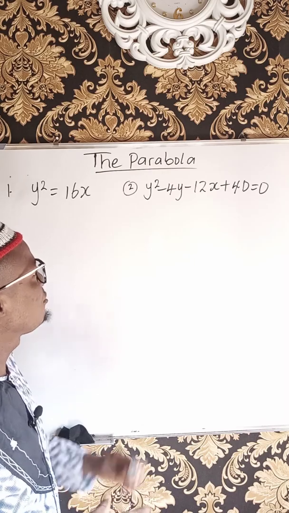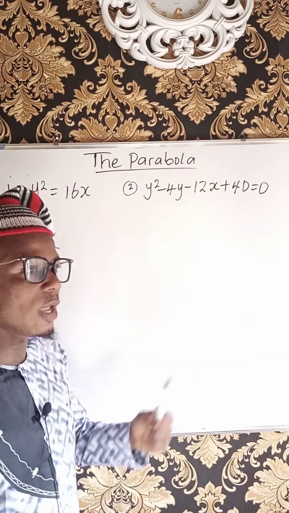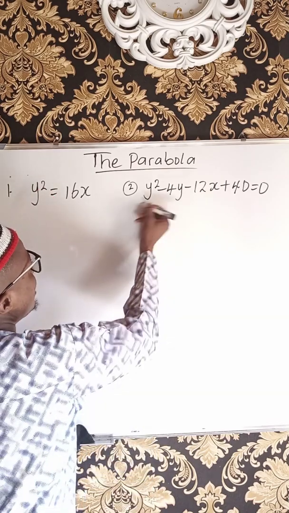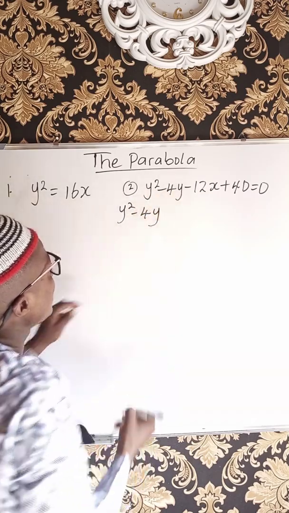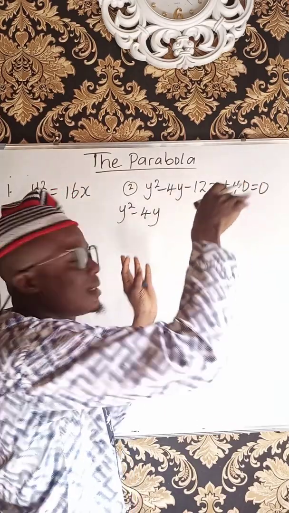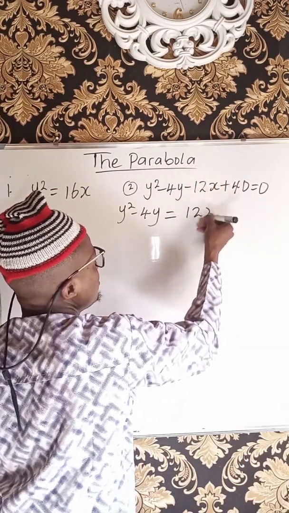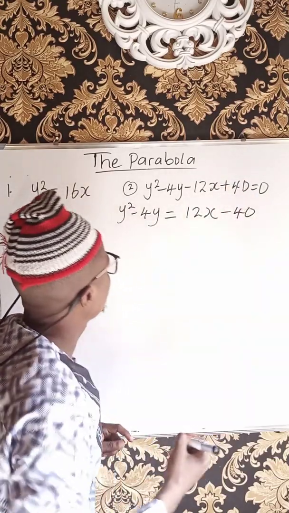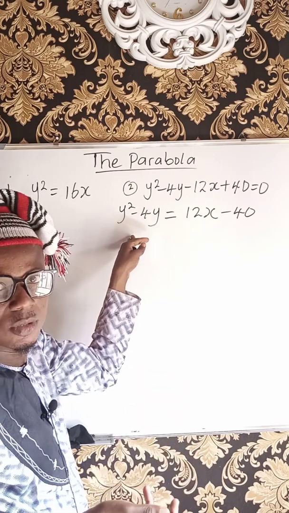This is not in the canonical form of the equation of a parabola. So we are going to put it in the canonical form. Then how do we put it? You have here y squared minus 4y. I need to complete this square. Let me move x and the constant to the right hand side. This will now be equal to 12x minus 40, because negative crossing over is positive, positive crossing over is negative. Okay. Now let me complete this square so that it can be factored out.